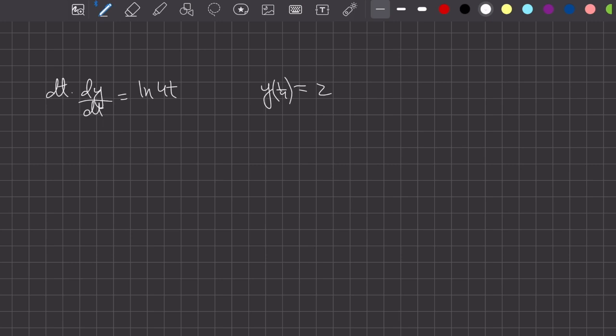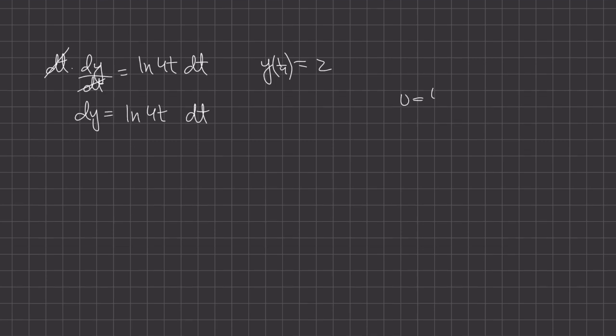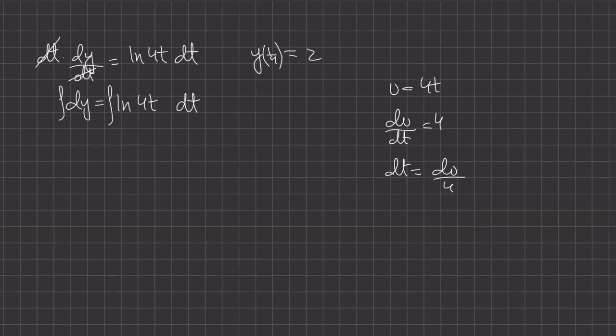First step is to multiply dt on both sides. Then, to make this look simpler, use u substitution with u equals 4t, du over dt equals 4, and dt equals du over 4. We plug this back in.